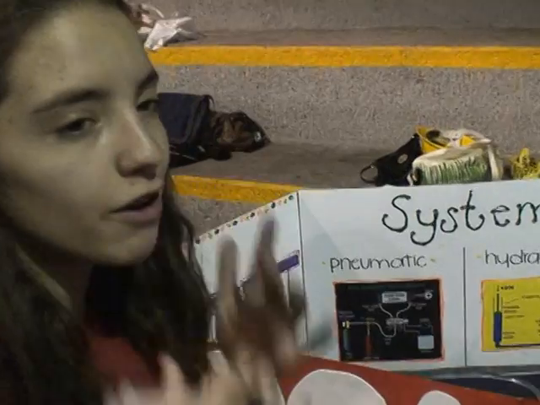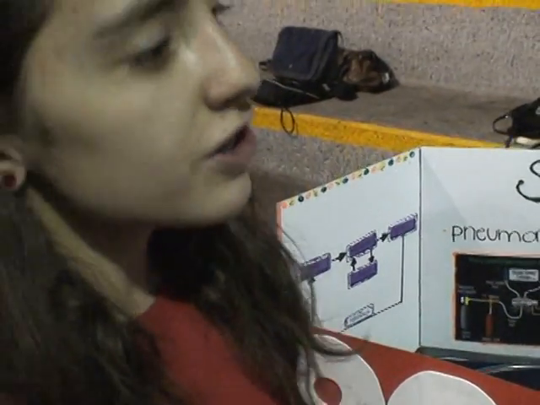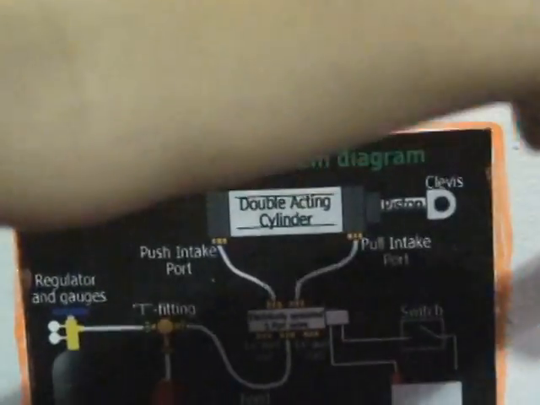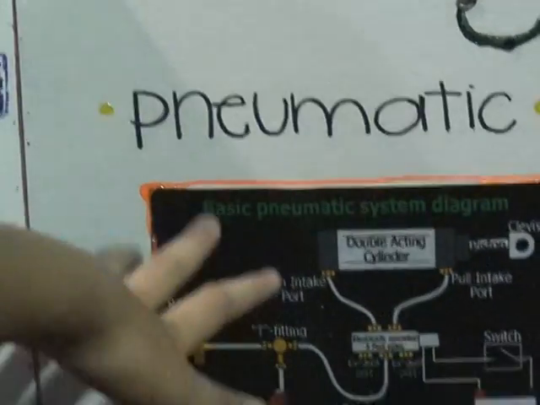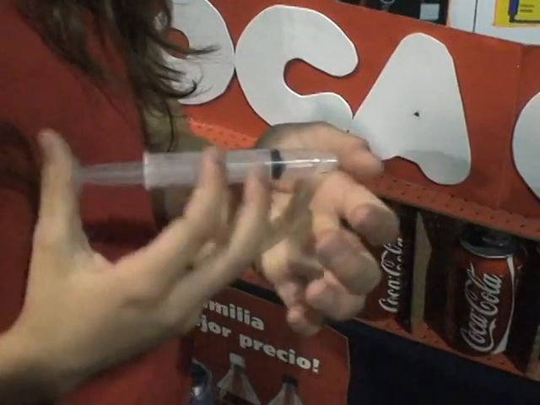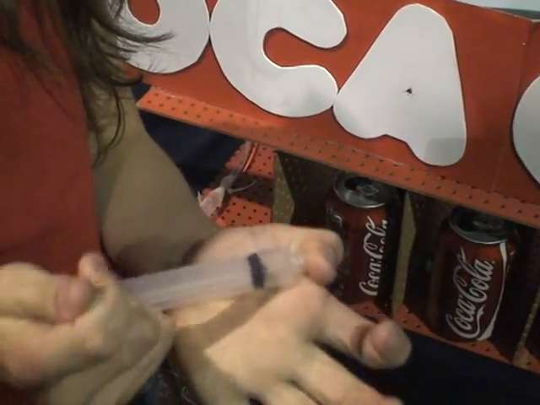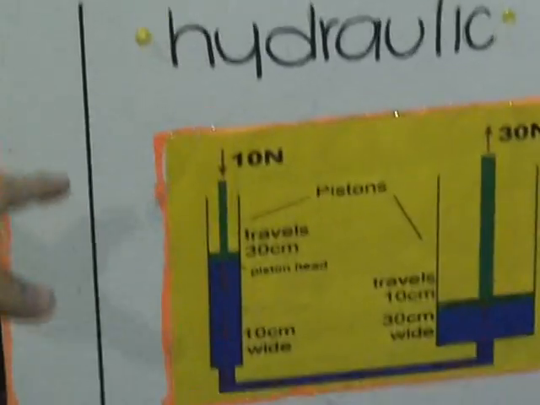Well, a system is an arrangement of mechanical or electric parts functioning as a unit. We have two types of systems, the pneumatic system and the hydraulic system. The pneumatic system is the one that uses air. Here we can see that air can be compressed. And the hydraulic system is the one that uses water.